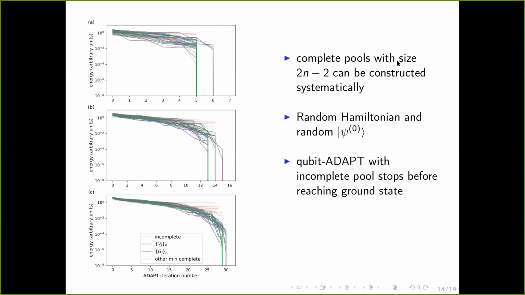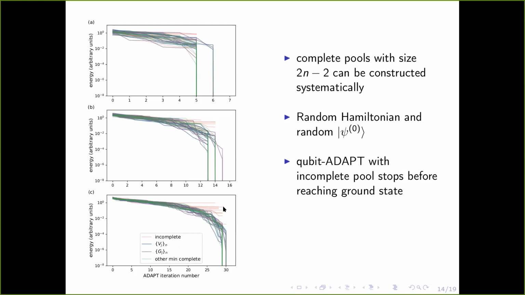It has a size of 2n minus 2, where n is the number of qubits, and it can be constructed systematically. Here we show some classical simulation of 3-qubit, 4-qubit, and 5-qubit random Hamiltonians with random initial states. We see that the two minimal complete pools we form systematically can always converge, and the other minimal complete pool we search by brute force can also always converge, while the incomplete pool cannot.